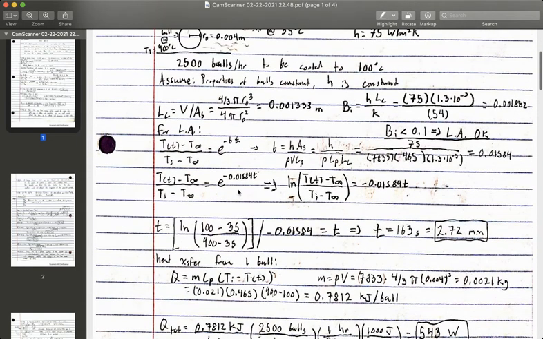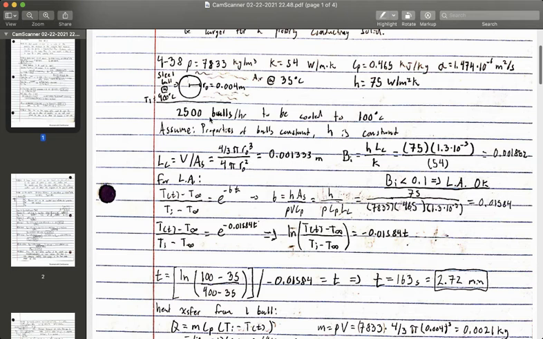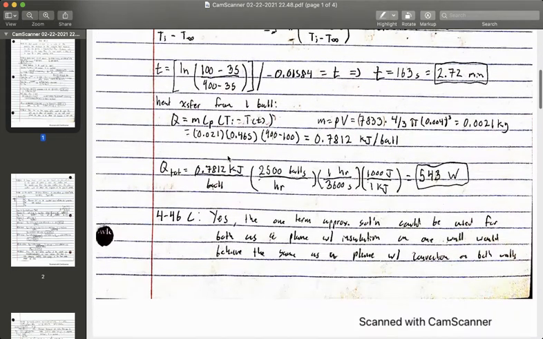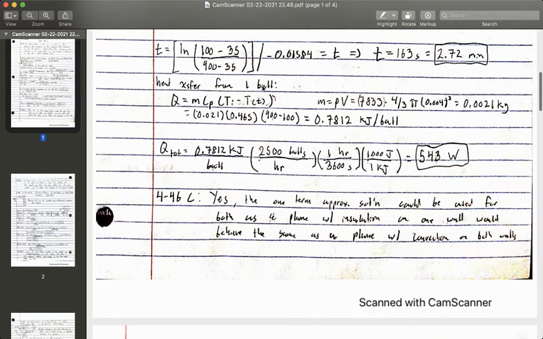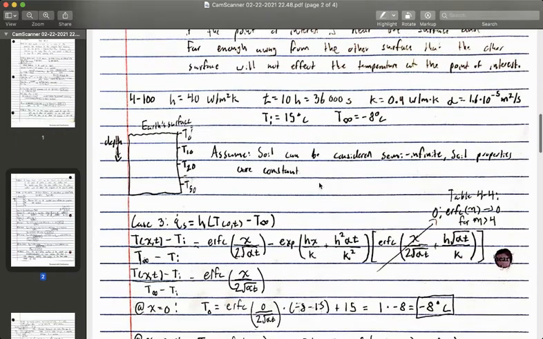The next part asks us to find the total heat transfer if we're cooling 2,500 balls an hour. So we start by finding the total heat transfer for one ball, which is going to be the mass times the heat capacity of the ball times the total temperature change of the ball. And once we have that, we can multiply it by the 2,500 balls an hour to find the total heat transfer to be about 543 watts.